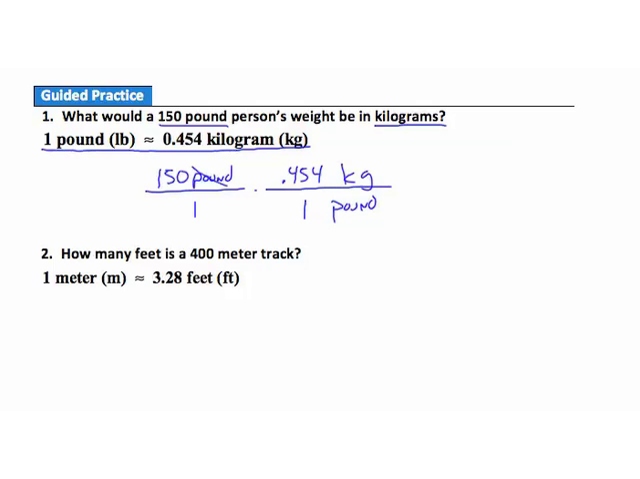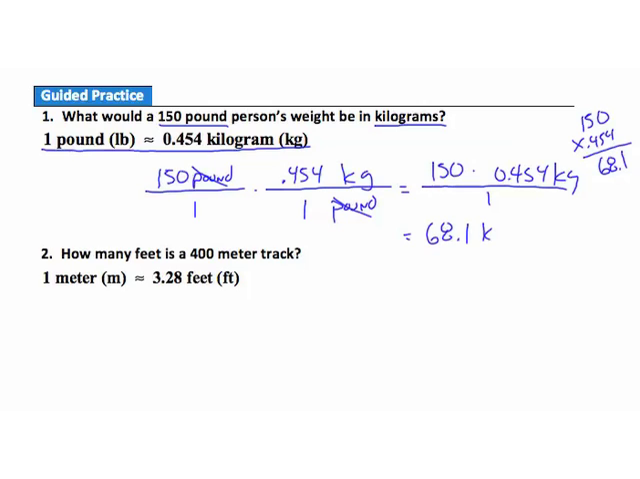Let's take a look. Our old unit of pounds is going to divide out nicely for us. And in the numerator we're going to be left with 150 times 0.454 kilograms. In the denominator we just have 1. So we're going to have to multiply 150 times 0.454. And when we do that multiplication, we're going to get 68.1. So it's going to give us 68.1 kilograms. So a person that weighed 150 pounds would weigh 68.1 kilograms.